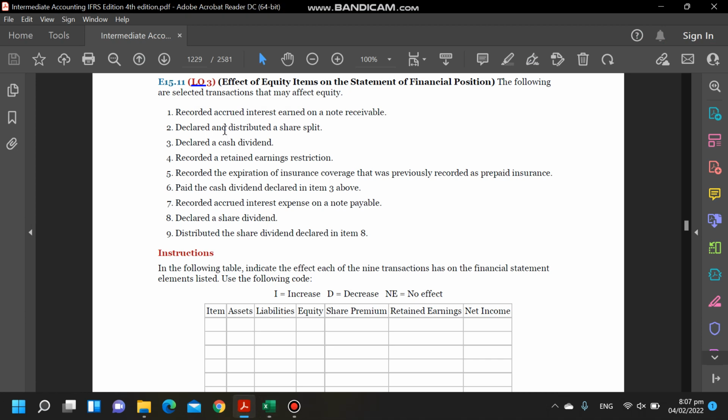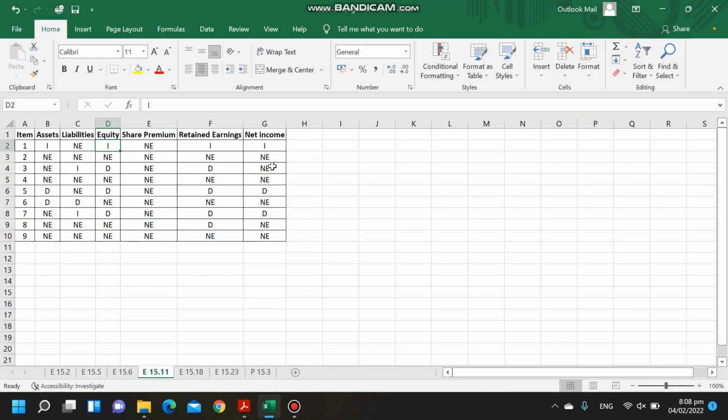The second item, declare and distributed a share split. Remember, in a share split, there is no effect at all in the accounting system. You just need to change the par value and the number of shares outstanding. So for all of the financial statement elements, there will be no effect.